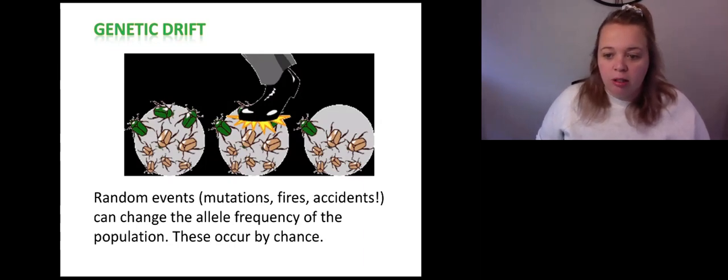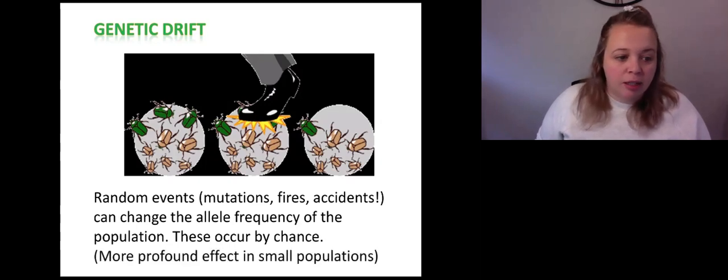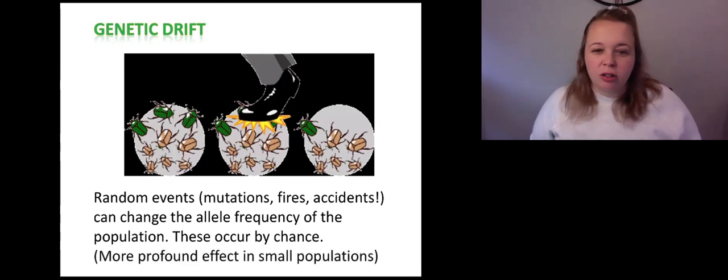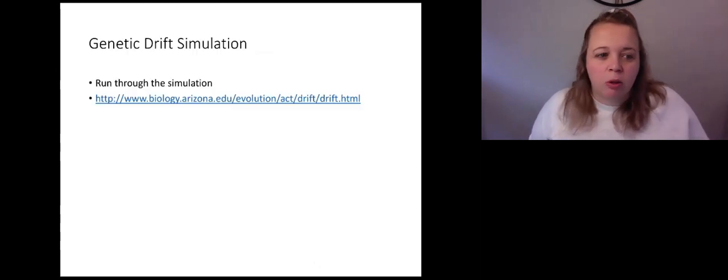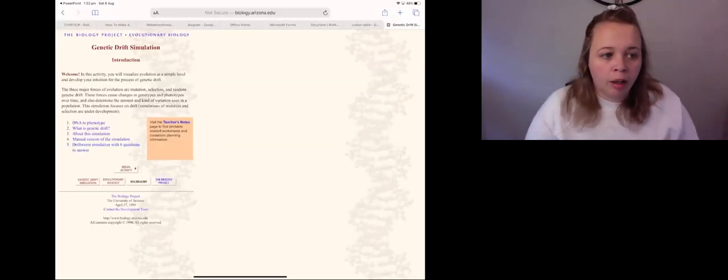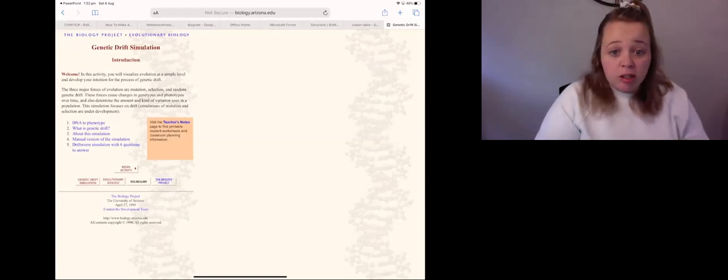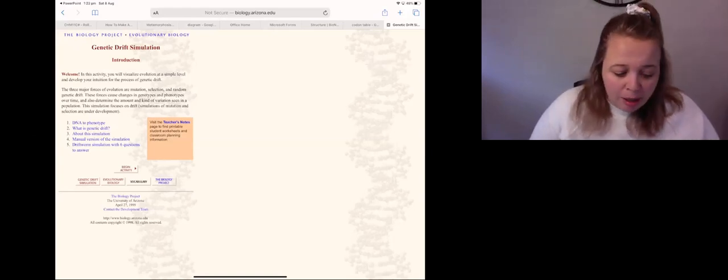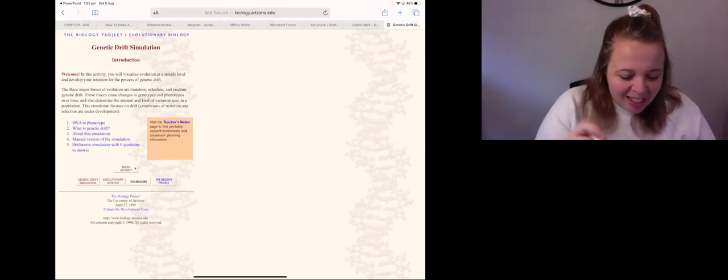We're still on page 8, and we're going to run through a simulation in a second. Now, genetic drift has a more drastic or profound effect if you're in a small population. So I'm just going to pause and bring up the simulation to run through with you. Okay, so here's the web page. You can run through the simulation yourself, and I might give you some time to do this one in class as well.